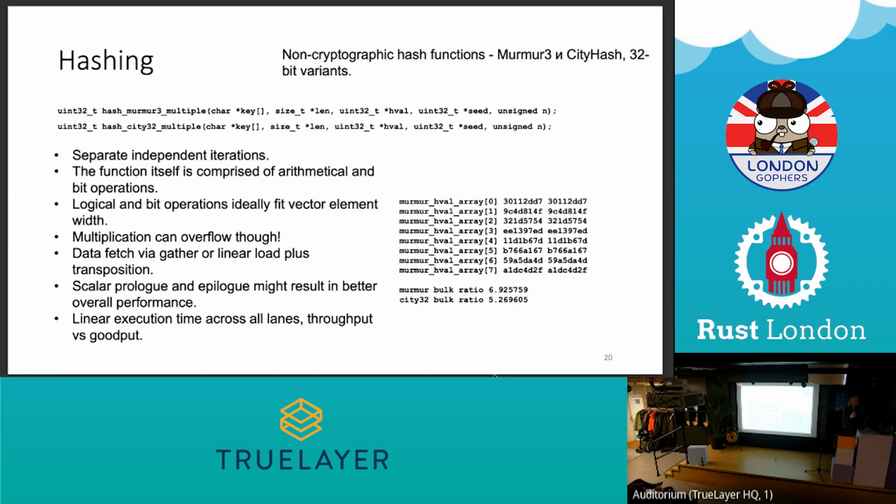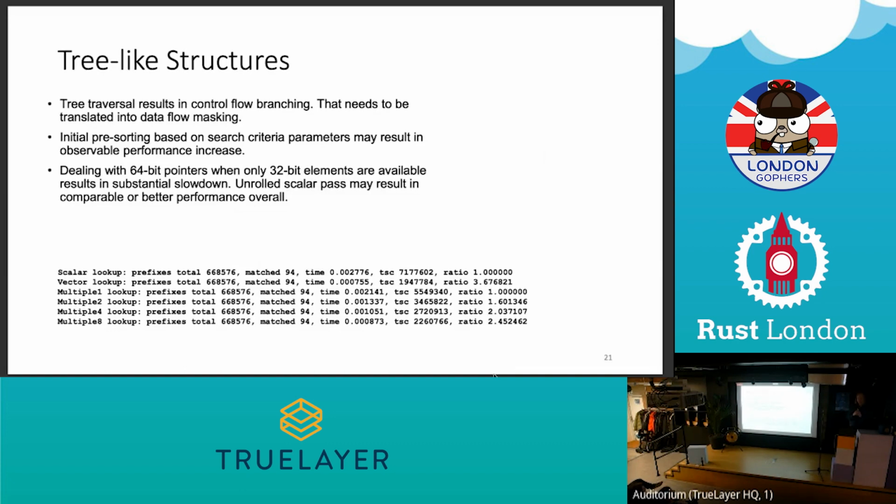Multiplication here is a hard, expensive, and tricky operation. You can very easily overflow your vector lane, and you have to deal with extensions and eventually lose all the benefits. Now, trees, and trees are especially a favorite flavor of data structure in networking.